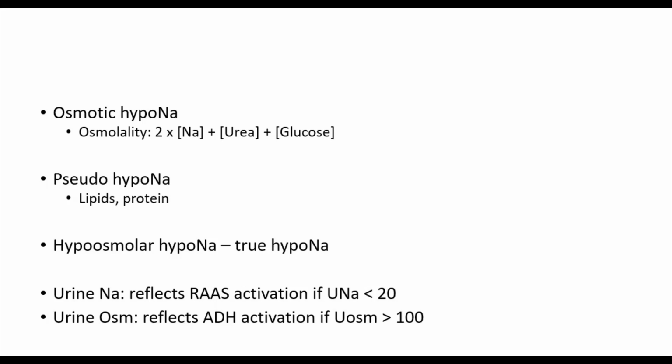In contrast, the urine osmolality reflects the degree of antidiuretic hormone activation, such that when ADH is very active, the body will be in a state where it's trying to conserve water, and hence there will be a high degree of water reabsorption through the kidneys, and the urine will become very concentrated, leading to a high urine osmolality of more than 100 milliosmoles per kilogram.